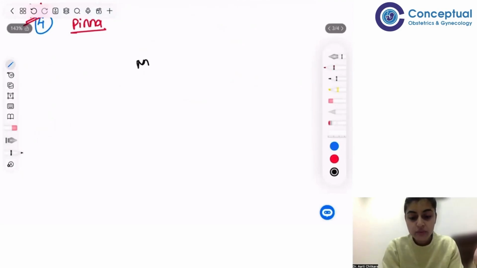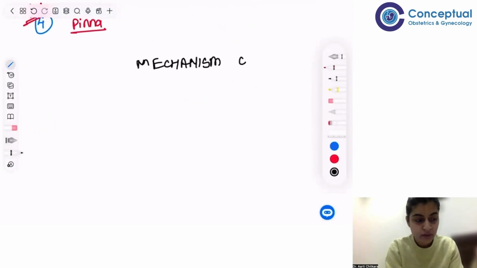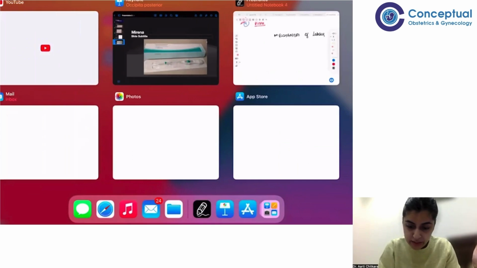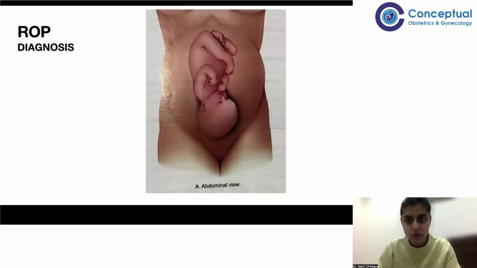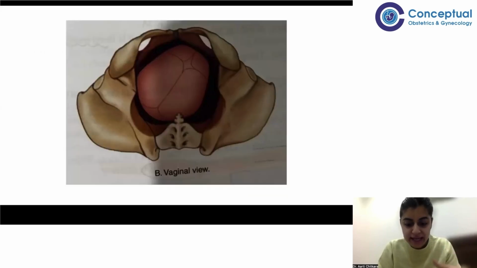Now coming to mechanism of labor. Let me first show you all the PPT so that things are more clear that way. So this is your diagnosis. First thing, how you will diagnose on a per abdomen examination. Next, on a per vaginal examination. These are the corresponding per abdominal and vaginal views.